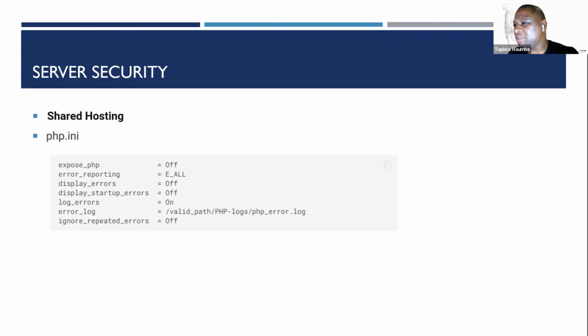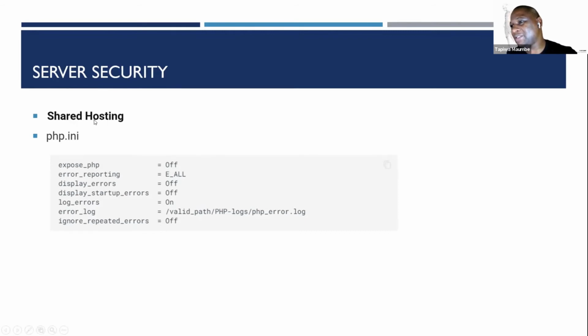You don't want any actor or any user to know which version of PHP you are using. You don't want to display errors, and also you should be able to report all errors. So that's the PHP INI configuration which is here.